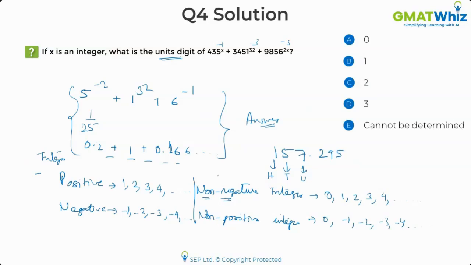GMAT does use this one a lot. Non-negative integers, non-positive, I haven't seen a lot, but this is something that I think is important. If not for this question, then for some other question, it might be helpful. So these are the 4 categories that you need to keep in mind. And if you just see the word integers, then you need to consider all cases, positive, negative, and 0, all 3 of them.